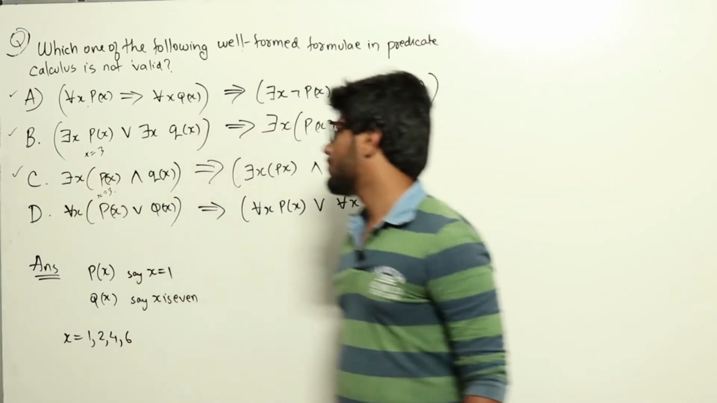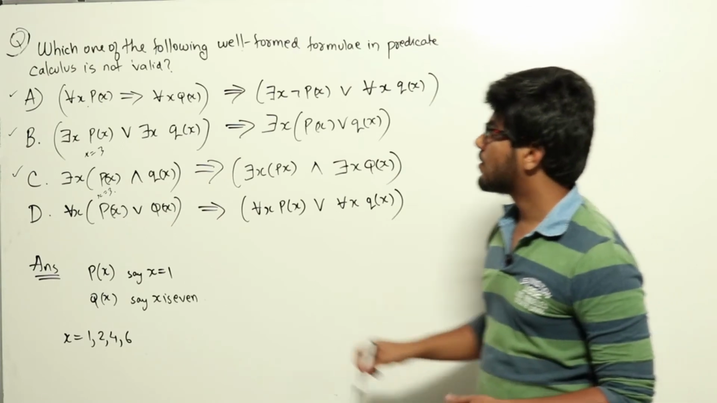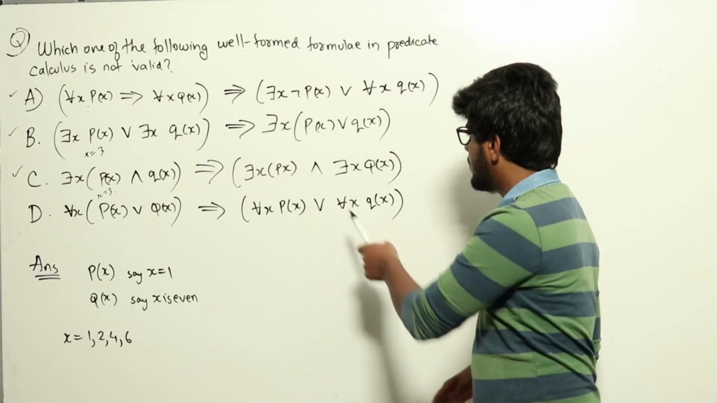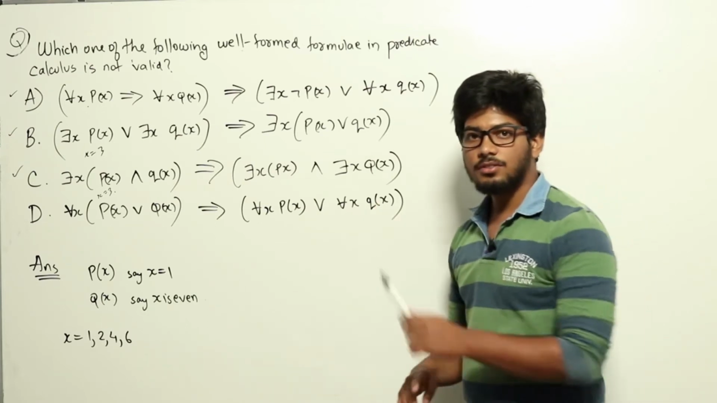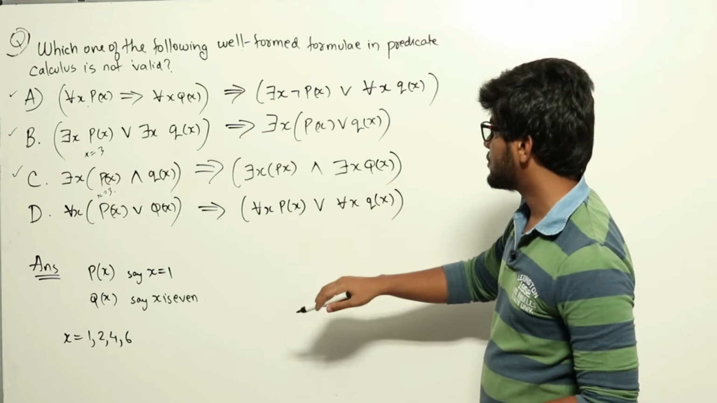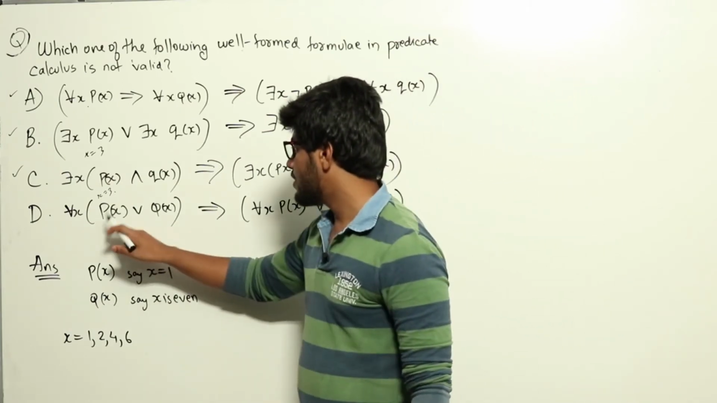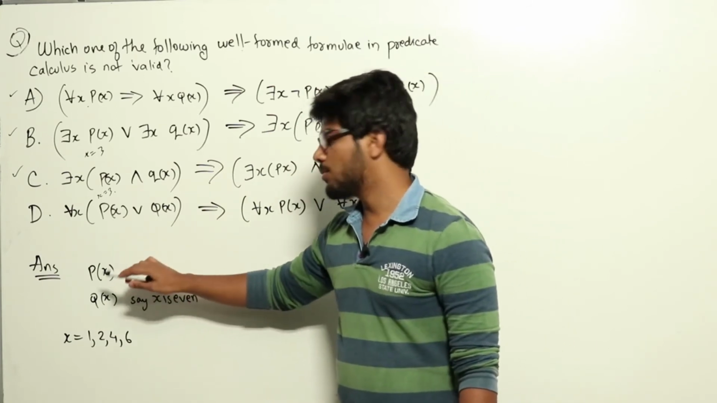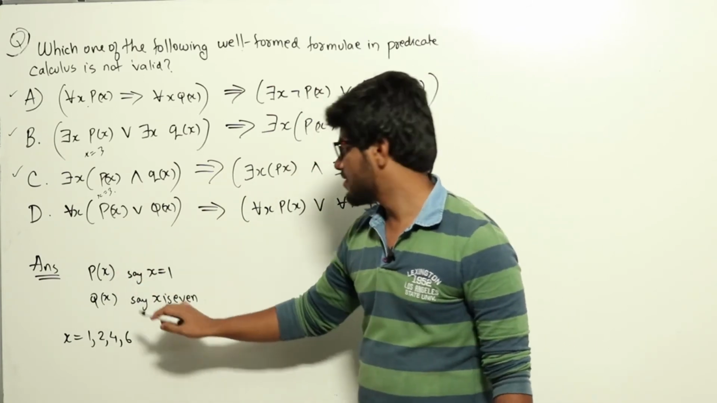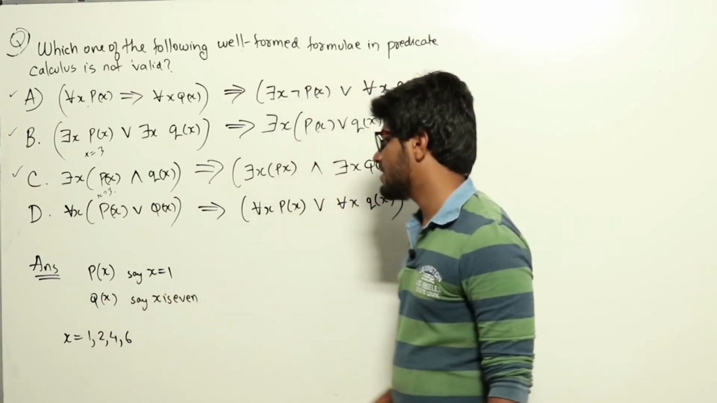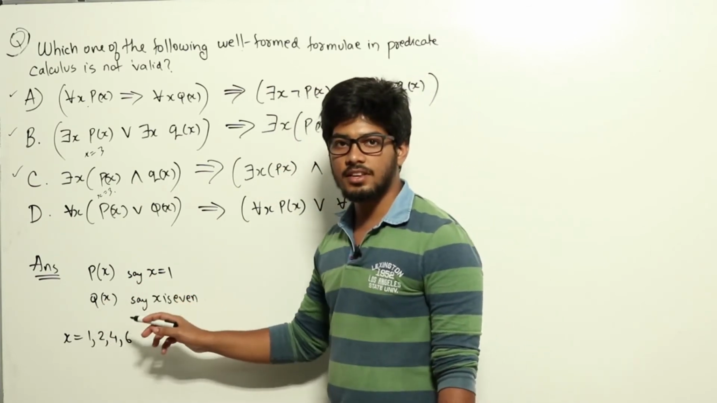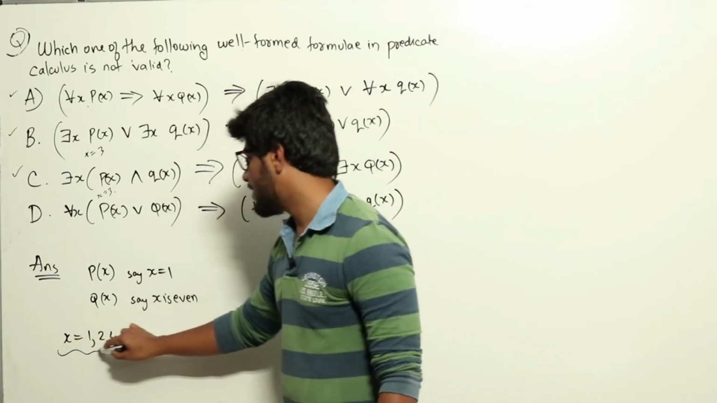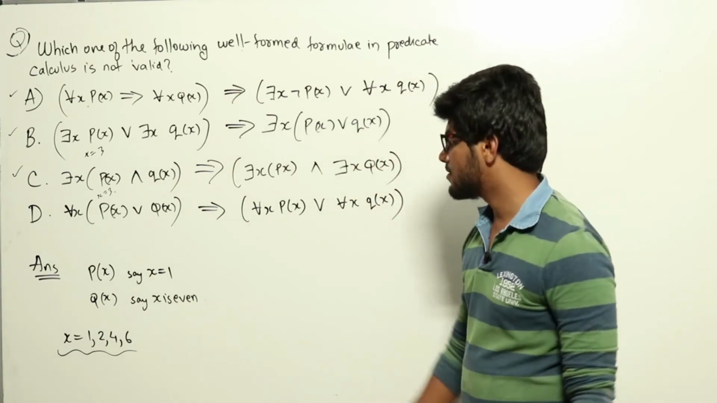C is also true. Now looking at option D, for all x p of x or q of x implies for all x p of x or for all x q of x. Now this is not true. I will show you an example to show that. Let us say p of x says that x equals 1, so p of x will be true if x is 1, otherwise it will be false. Now let us say q of x says that x is even, so q of x will be true if x is even, otherwise false. And let us say x ranges over the values 1, 2, 4 and 6. This is the domain.